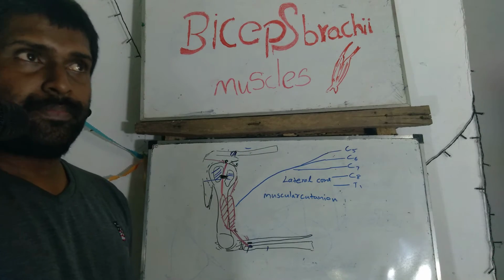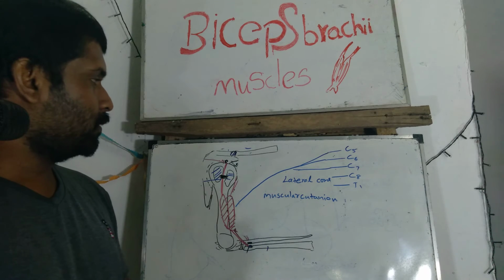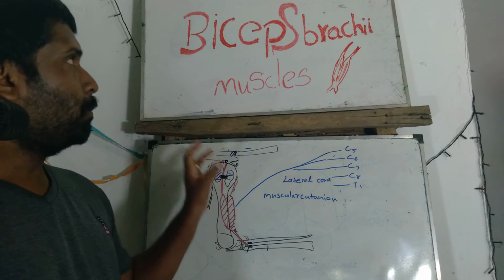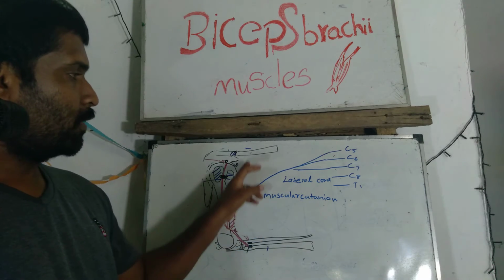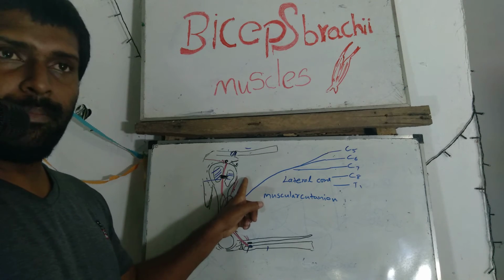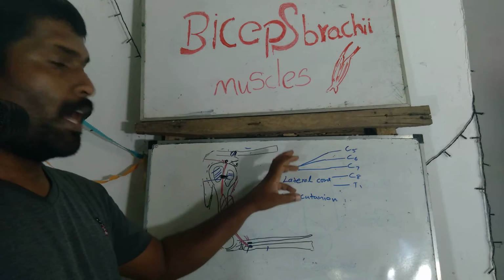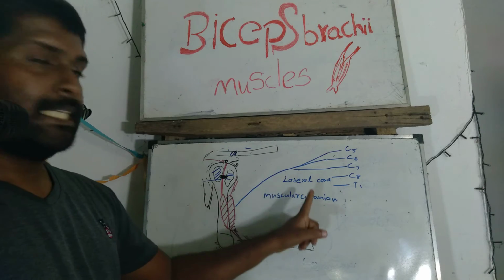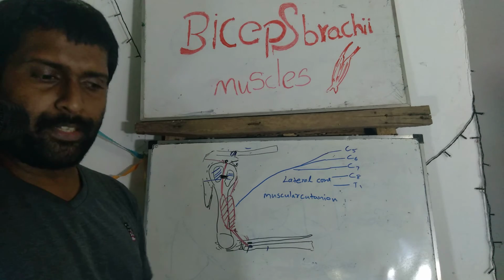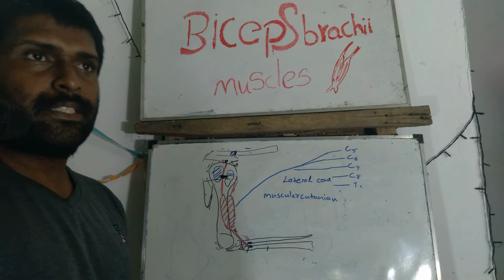The musculocutaneous nerve supplies three muscles: the biceps brachii muscle, coracobrachialis muscle, and brachialis muscle. These three muscles are innervated only by this nerve, the musculocutaneous nerve. Now we are going to talk about this musculocutaneous nerve.